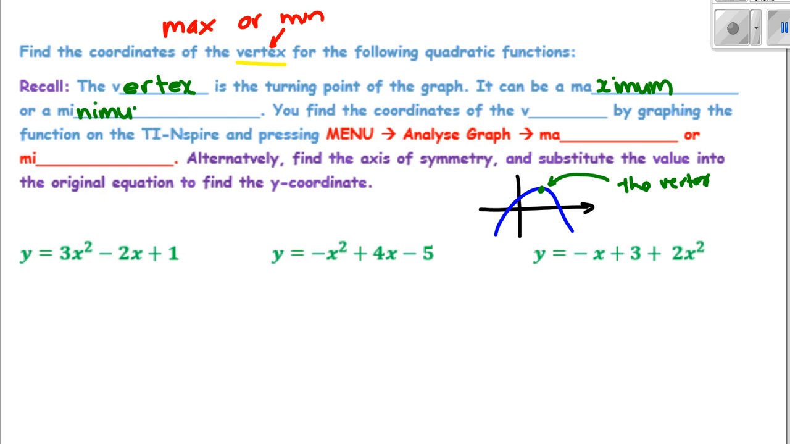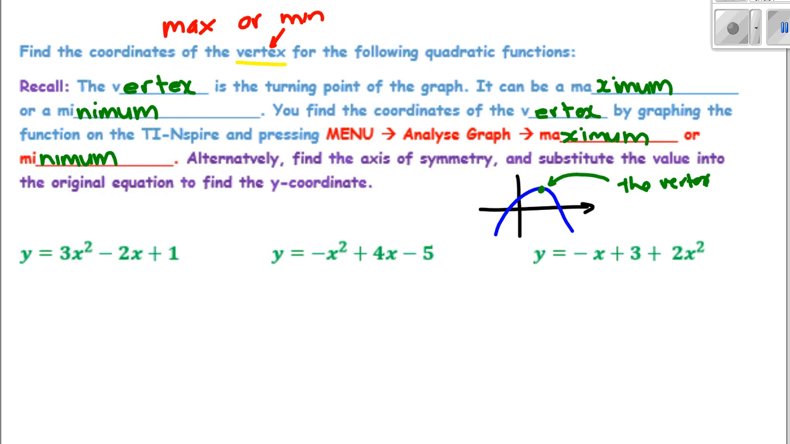You find the coordinates of the vertex by graphing the function on the graphing calculator and pressing menu, analyze graph, maximum or minimum. Remember, you can also just press trace and graph trace. That's another way to do it. But notice that the first time I tried to do that on the previous examples, it didn't work. So if it doesn't pop up with a maximum or minimum when you're around that area, then instead do it this way. Menu, analyze graph, select maximum or minimum, and then click left and right.